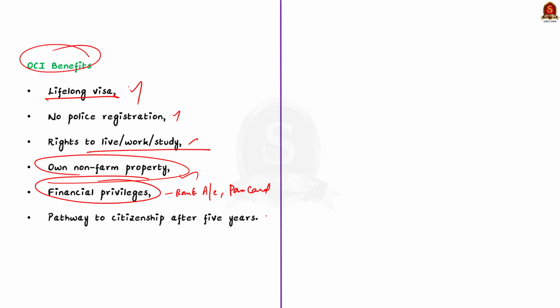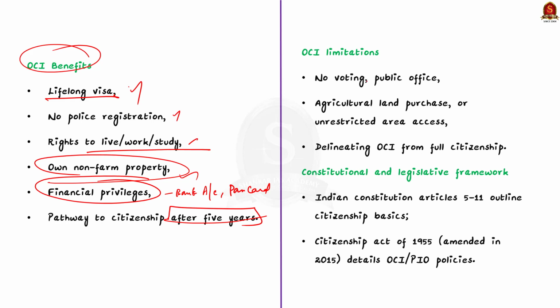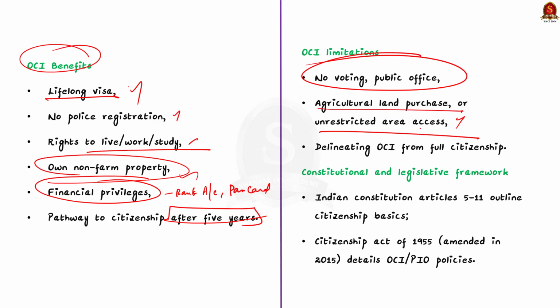However, the status comes with limitations. See, OCI cardholders cannot hold public office, purchase agricultural land or visit restricted areas without obtaining permission. This maintains a clear distinction between full citizenship and OCI status, preserving certain rights exclusively for Indian citizens.